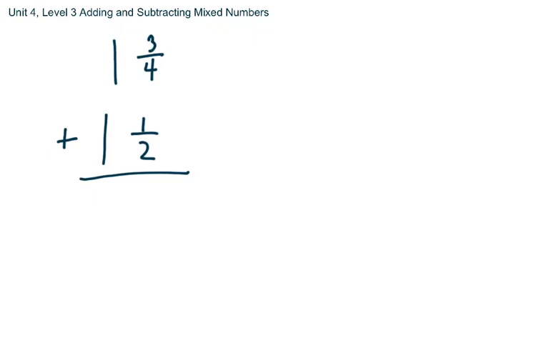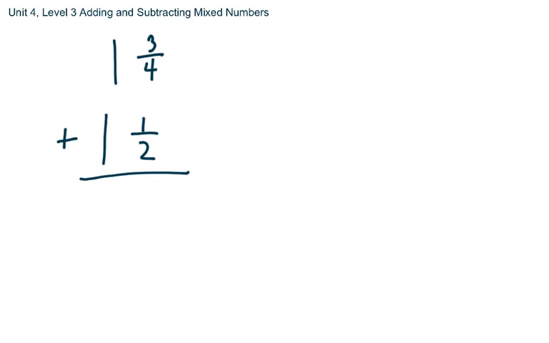This is Unit 4, Level 3, Adding and Subtracting Mixed Numbers. So in order to add and subtract mixed numbers, it's really like adding whole numbers and then also adding the fractions, which we have done both parts.